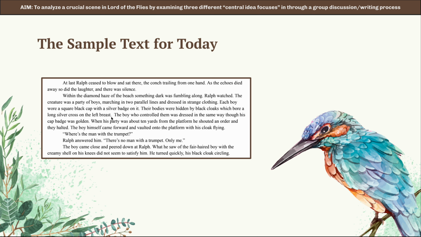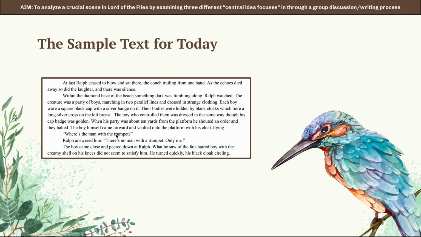So they're wearing the same uniform or outfit. The reason is they're all the boys from the choir back home, the church choir. It says the boy who controlled them, so their leader, was dressed in the same way, though his cap badge was golden. When his party was about 10 yards from the platform, that's where Ralph is, he shouted an order and they halted. The boy himself came forward, vaulted onto the platform with his cloak flying.